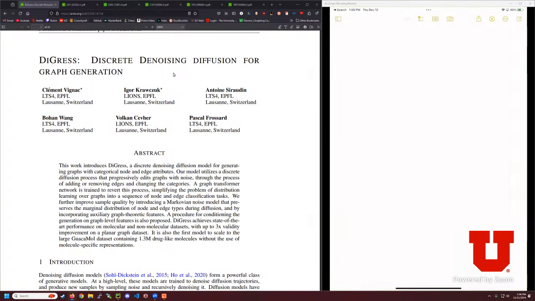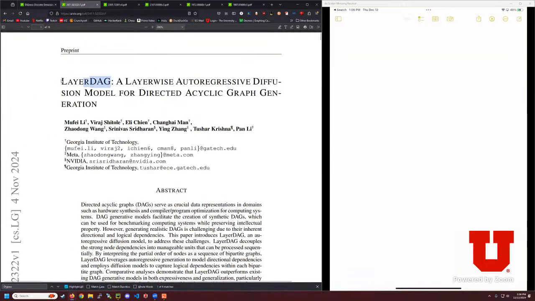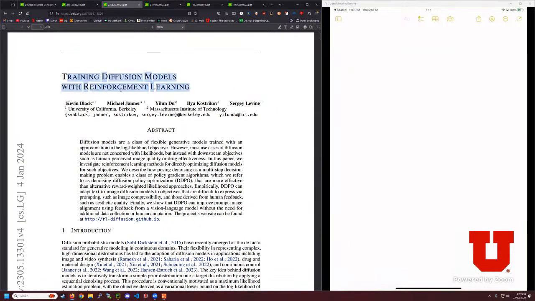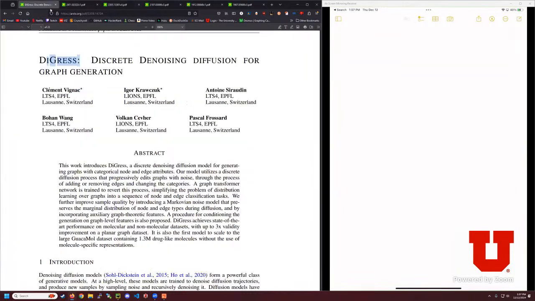Okay. All right. So I guess we'll be introducing DiGress, which is discrete denoising diffusion for graph generation. I'll also be going over LayerDAG, which is currently in preprint. This paper definitely has some things that need to be worked on, but the overall idea seems interesting. And then lastly, I'll introduce training diffusion models with reinforcement learning, as a way to think about graph generation in a reinforcement learning framework. This training with reinforcement learning will be on images rather than graphs, as compared to the other two.